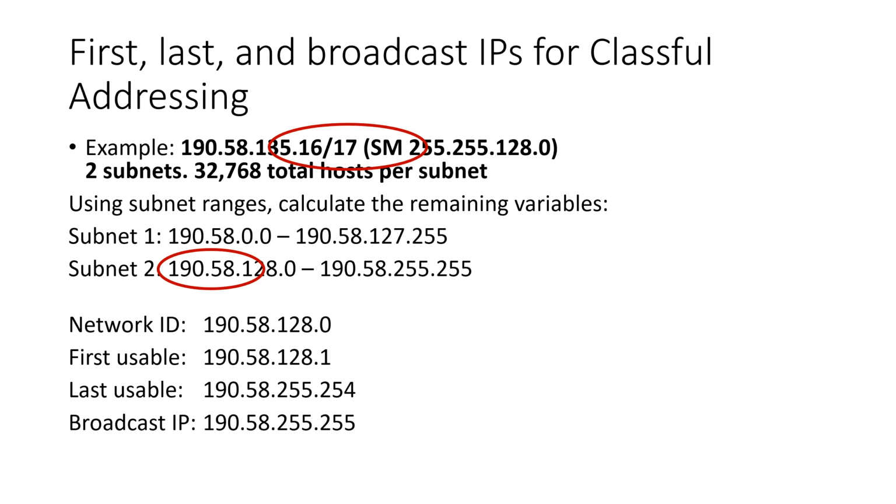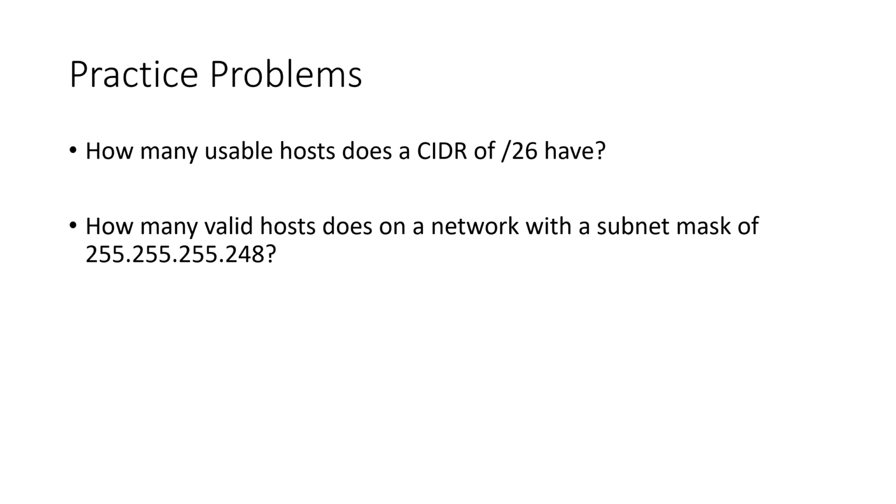So, we're going to dive into practice problems for subnetting. How many usable hosts does a CIDR of /26 have? Well, let's see. We've been working with /26 this whole time, so it's 64, right? Wait, what? Oh, it's asking for usable. What is usable? Usable is always 2 less than total. So how many hosts? 62.